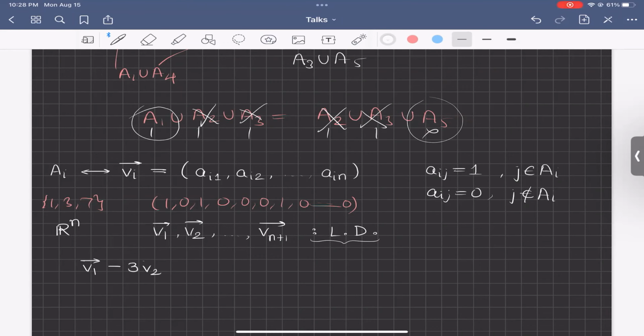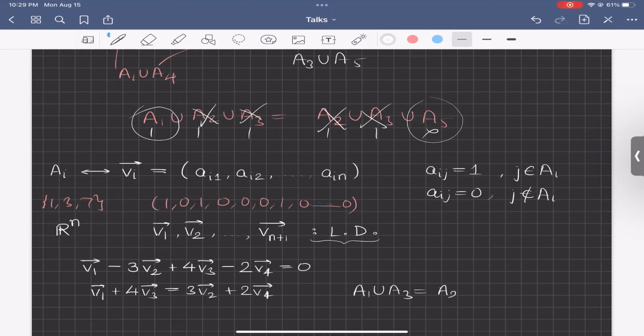It's fine. So just to make sure: since these are linearly dependent, there is some non-empty subset of these vectors with non-zero coefficients that sum to zero, right? So for example, I have this. And what you do is you keep the positive coefficients on one side and the negative coefficients on the other side. And the claim is that A1 union A3 is equal to A2 union A4.